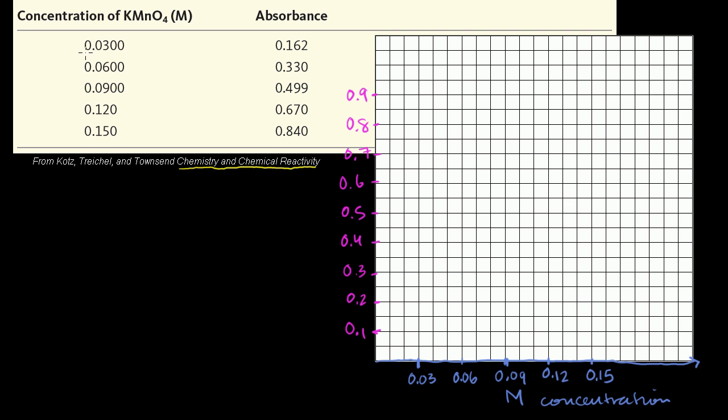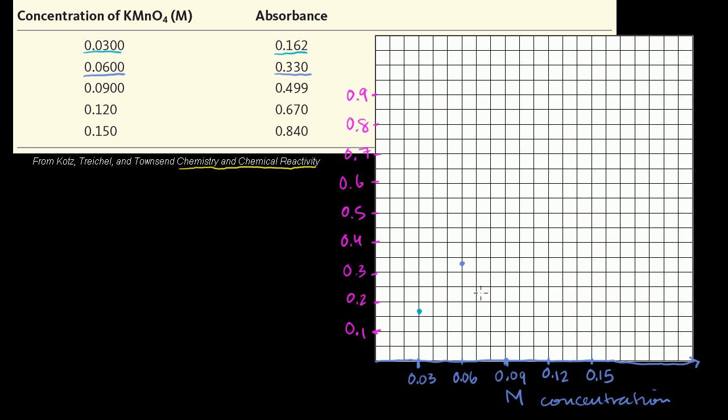So let's plot the first one. When we had a concentration of potassium permanganate at 0.03 molar, our absorbance was 0.162. So 0.03, and then it goes to 0.16. This is 0.15, so 0.162 is going to be right over there. And then when we had 0.06 molarity of potassium permanganate, our absorbance was 0.33. So 0.06, 0.33, which is right about, this is 0.35, so 0.33 would be right about there.